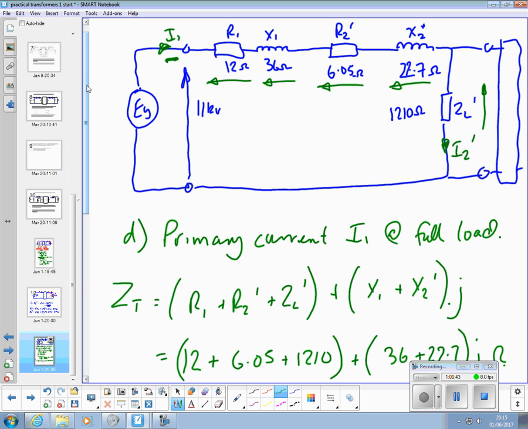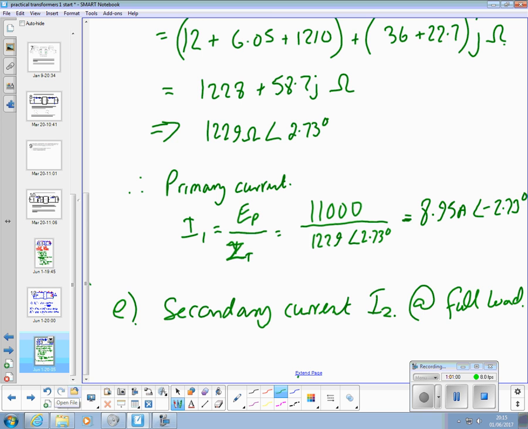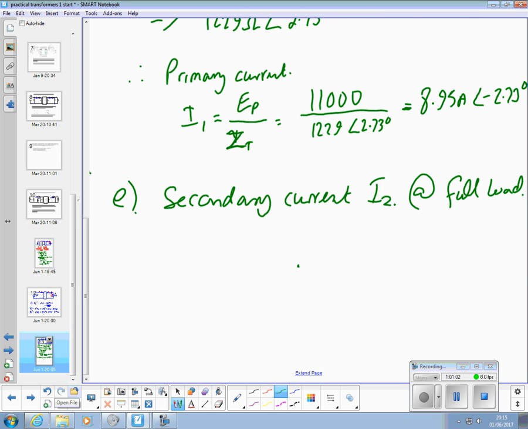We haven't got I2 labelled, but we've got I2 dash labelled. What's that current equal to? Same as I1, isn't it? Because that's only one series circuit. That's why we do all this. So we can now go I2 dash is equal to I1.